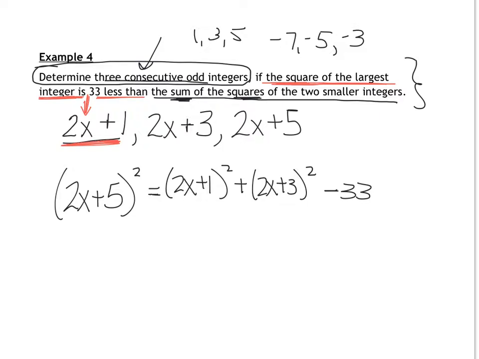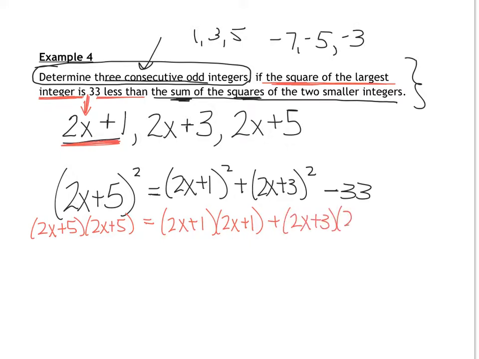Now for this question, there is a whole lot of FOIL that has to happen. So (2x+5) squared means (2x+5) times (2x+5). (2x+1) squared means (2x+1) times (2x+1). And this means (2x+3) times (2x+3). And then we've got a minus 33 kicking around at the end. Now, I want you to pause this video and try to FOIL and simplify all of those, and then come back and check your work with my work.